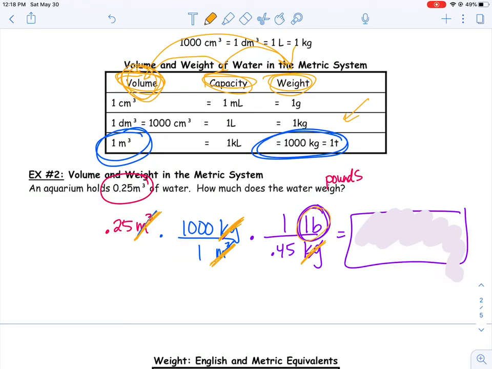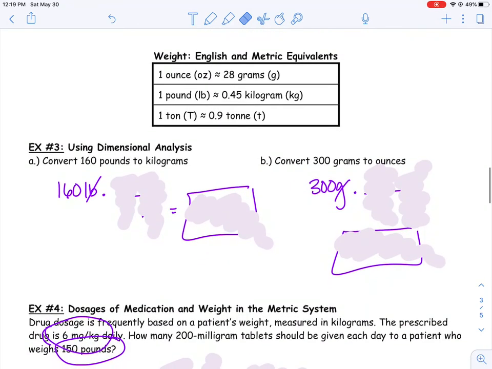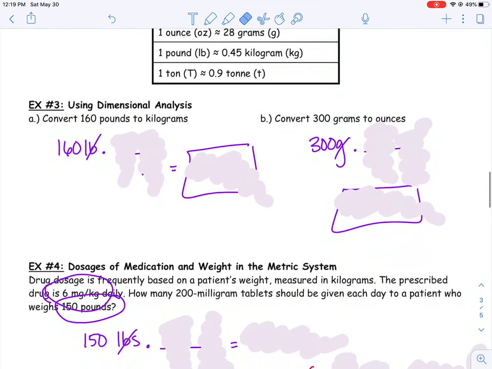And so now my units that are left are pounds, and I can multiply across the numerators, multiply across the denominators and divide, and I end up getting 556 pounds. So that's a pretty big aquarium if it weighs 556 pounds. I went from volume to weight doing a couple of different conversions. Out of cubic meters into kilograms, and then out of kilograms into pounds. Okay? All right. Here are a couple of different other weight conversions from English to metric: ounces to grams, pounds to kilograms, tons, and so on.